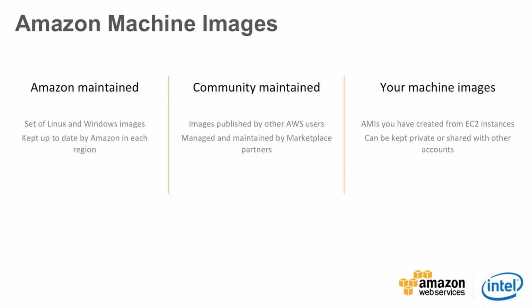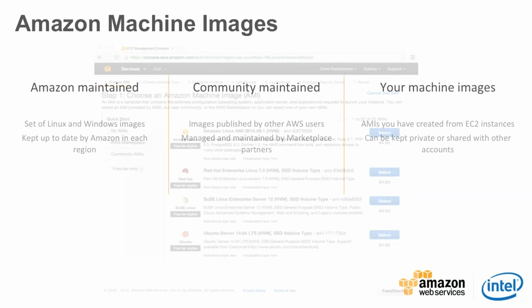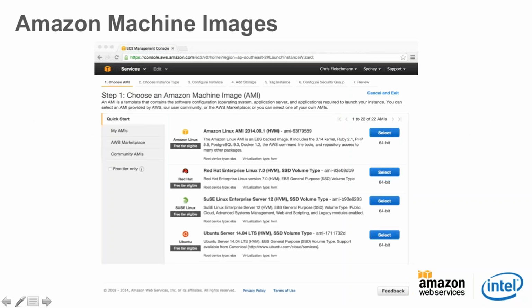Here is a quick page which shows the AMIs. These are Amazon maintained AMIs. You can see Amazon Linux, Red Hat, SUSE, Ubuntu, and then you have My AMIs, which will be your private AMIs or AMIs which you have created, marketplace AMIs, and community AMIs. You can select one and then go ahead and start creating an instance. Then you'll have to specify your instance size and all the rest of the parameters.